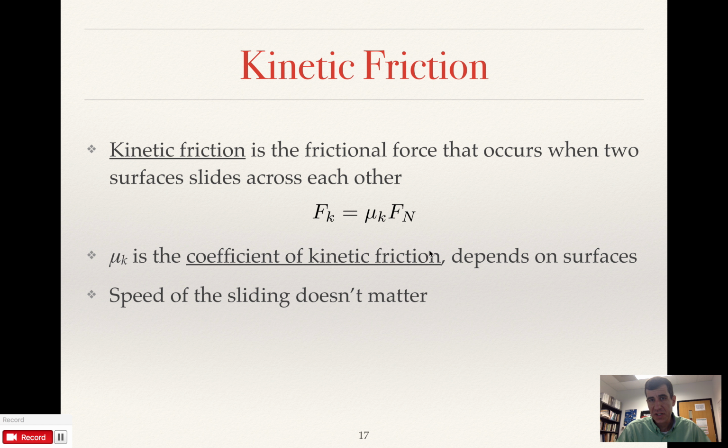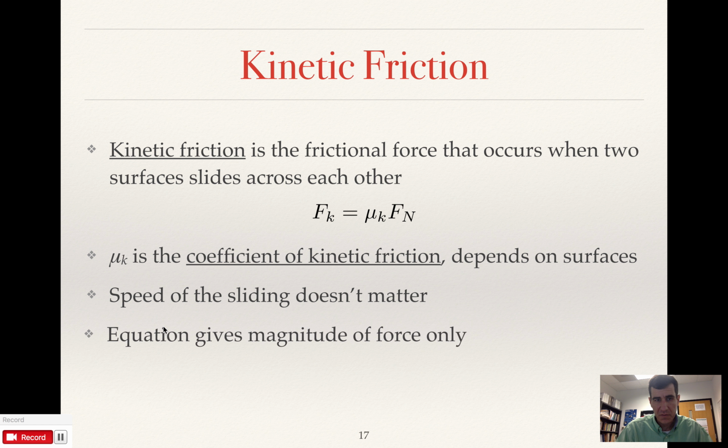Another interesting thing to notice is that it only depends on the surfaces you have, all of which is encoded in this mu k parameter, and the normal force. So the speed that you're sliding at actually doesn't matter. If I slide twice as fast, I'm going to get exactly the same amount of kinetic friction.